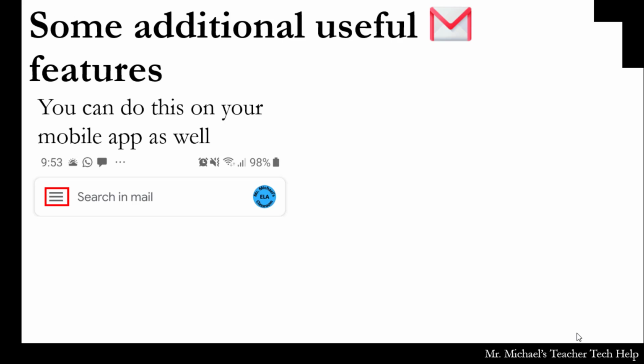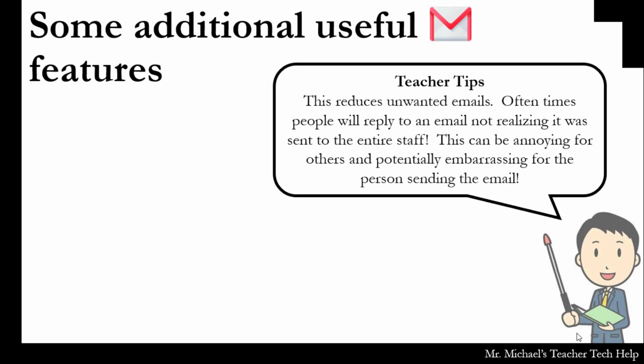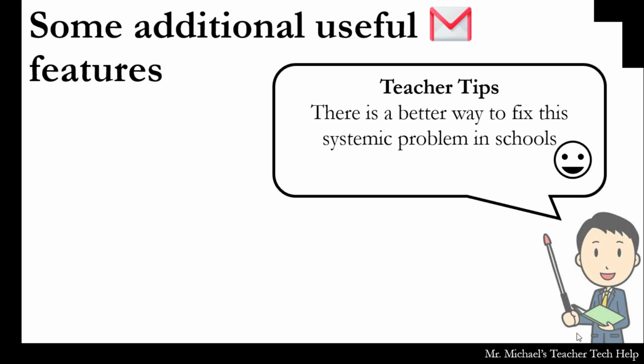So you can also do this on your mobile app. Just go to Settings, General Settings, Default Reply Action, set it to Reply. This will reduce unwanted emails. Oftentimes people reply to an email not realizing it was sent to the entire staff. This can be annoying for others and potentially embarrassing for the person sending the email.